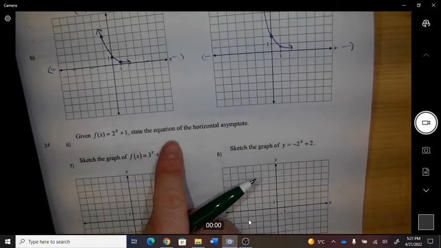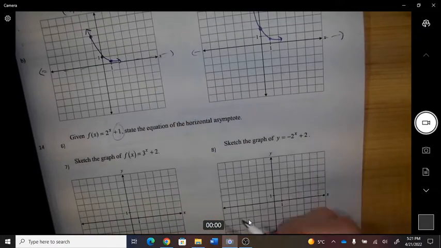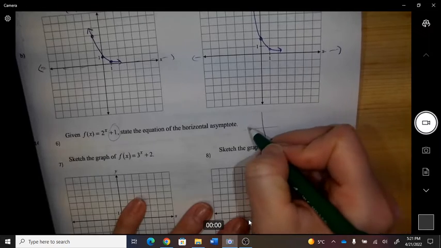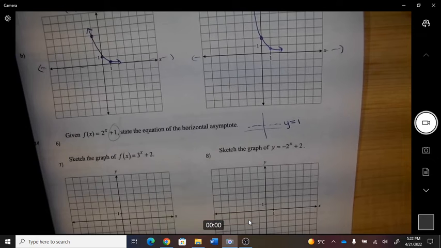If you're given this, state the equation of the horizontal asymptote. So this has shifted it up 1. So the equation would be y equals 1.